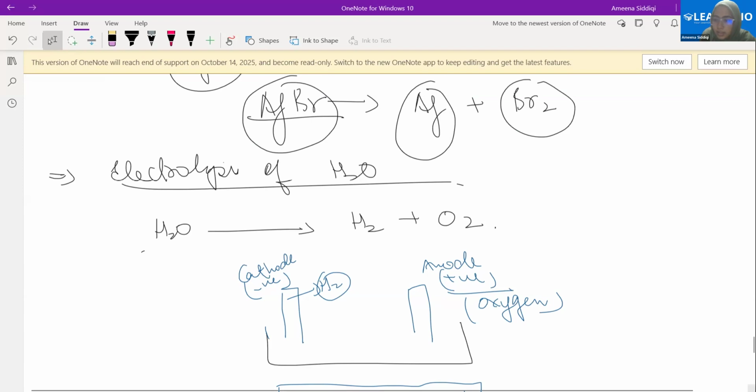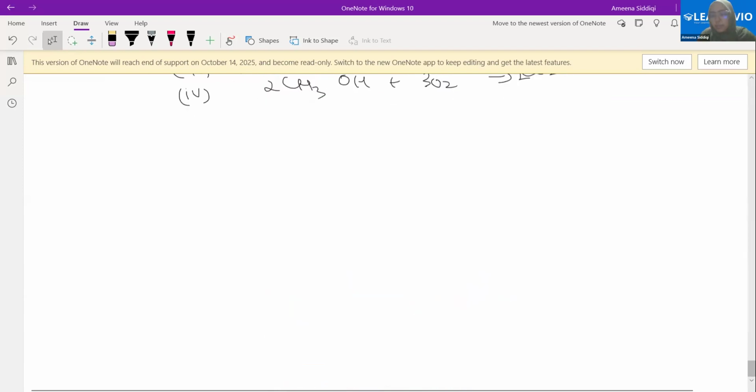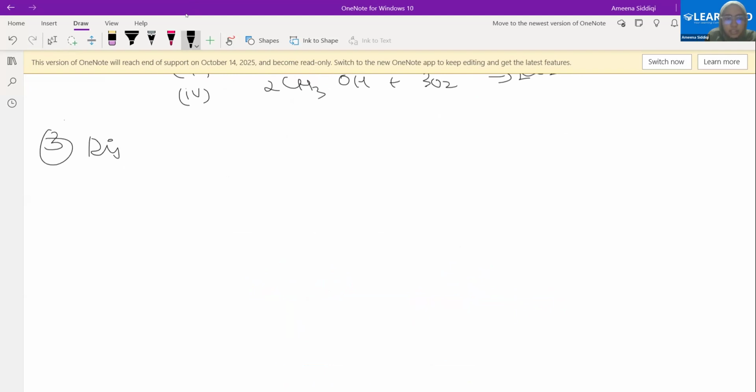Fine. Coming on to the next topic. The third type of chemical reaction that we have is the displacement reaction. Now, first of all, this displacement reaction is based on the metal reactivity series.